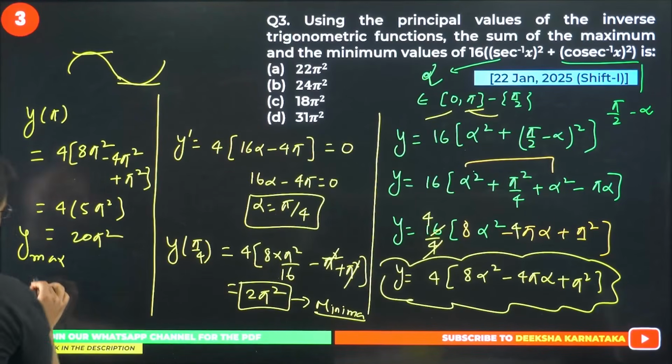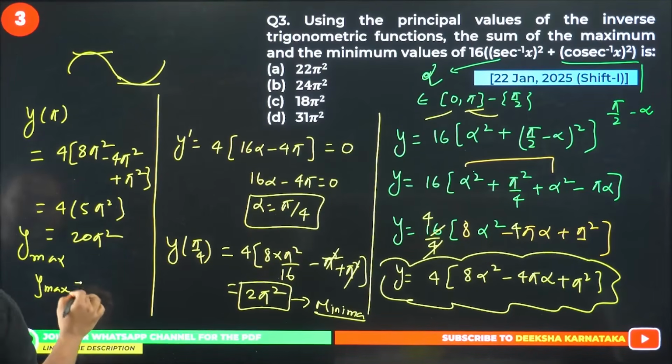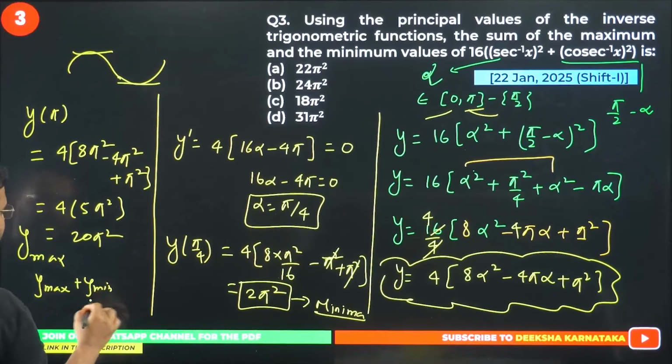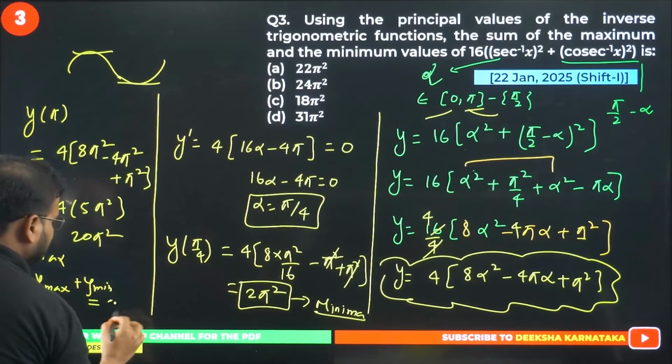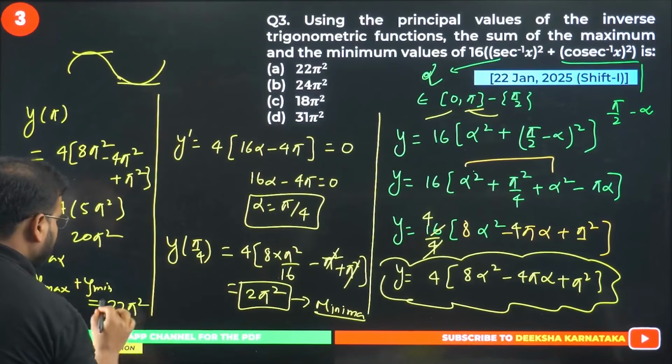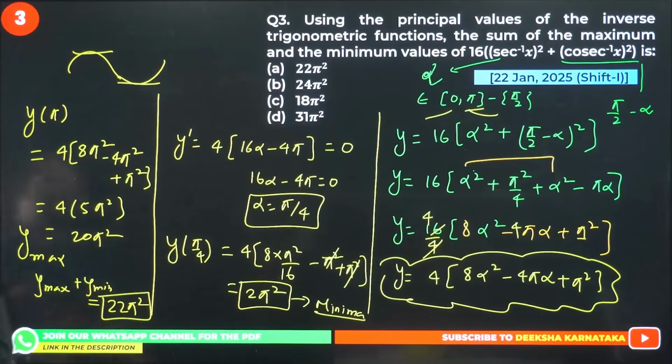What are they asking? They are asking us y max plus y min. 20 pi square plus 2 pi square, how much is that? 22 pi square. Option A is correct.